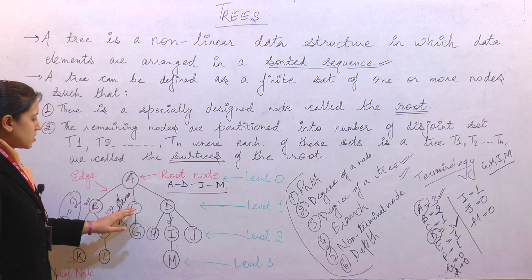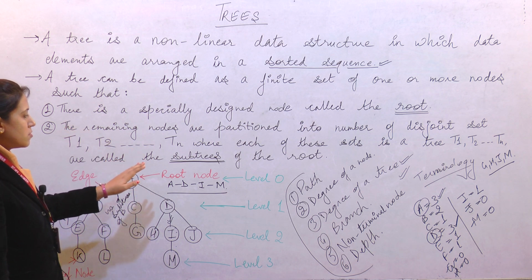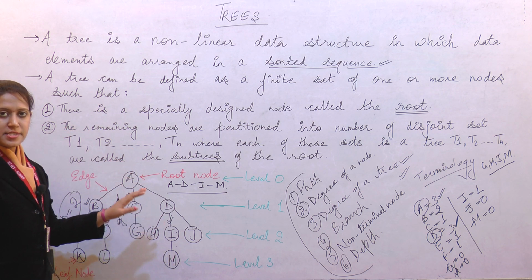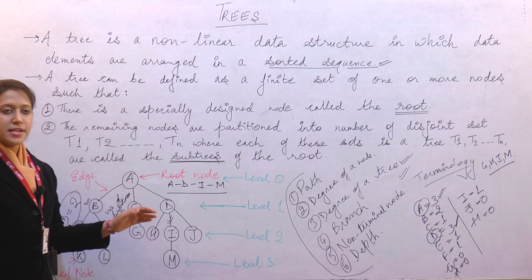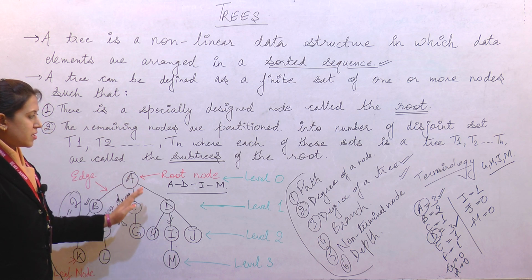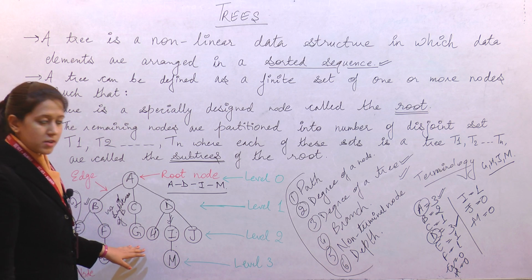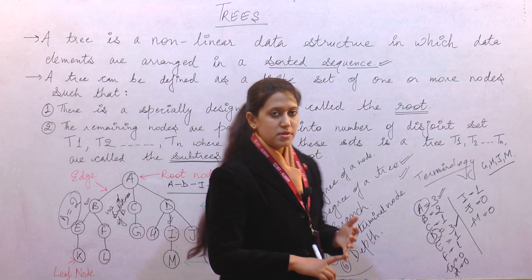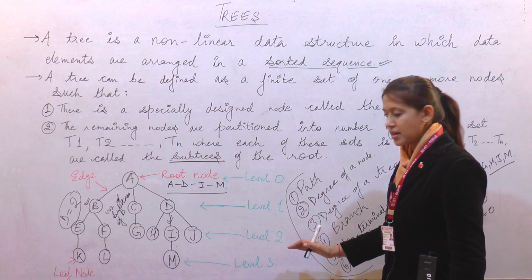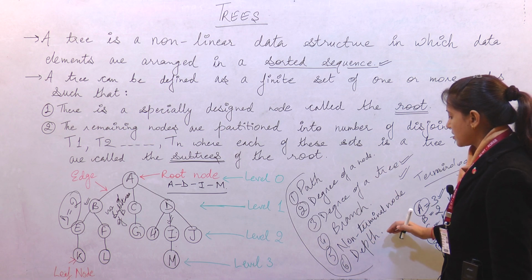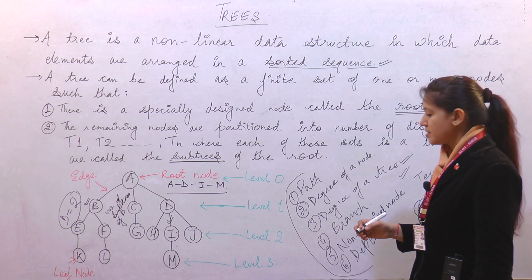So according to this figure, A is our root node and the remaining nodes are partitioned into disjoint sets, and these disjoint sets are then represented as subtrees of the root node. After studying these subtrees of the root node, we discussed the edge, the leaf node, the levels of the tree, and then the 6 terminologies that will be frequently used while studying trees.